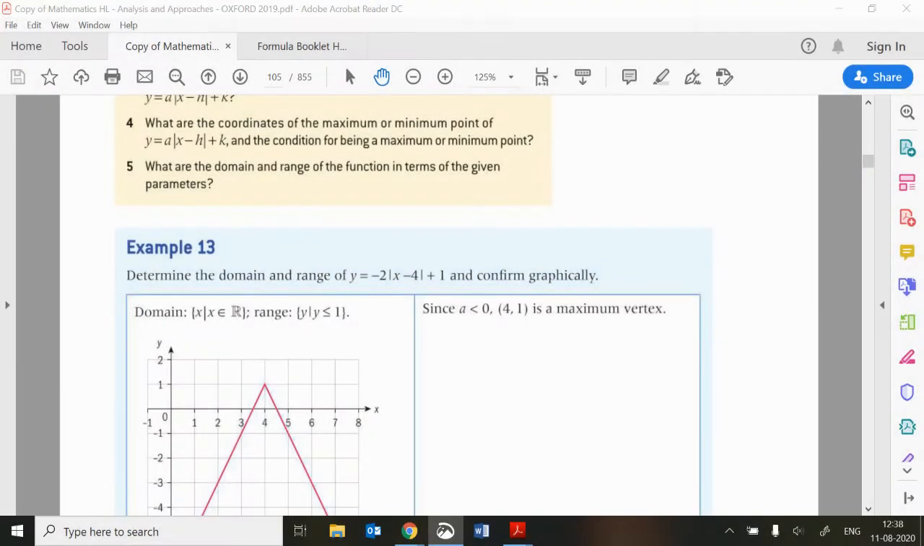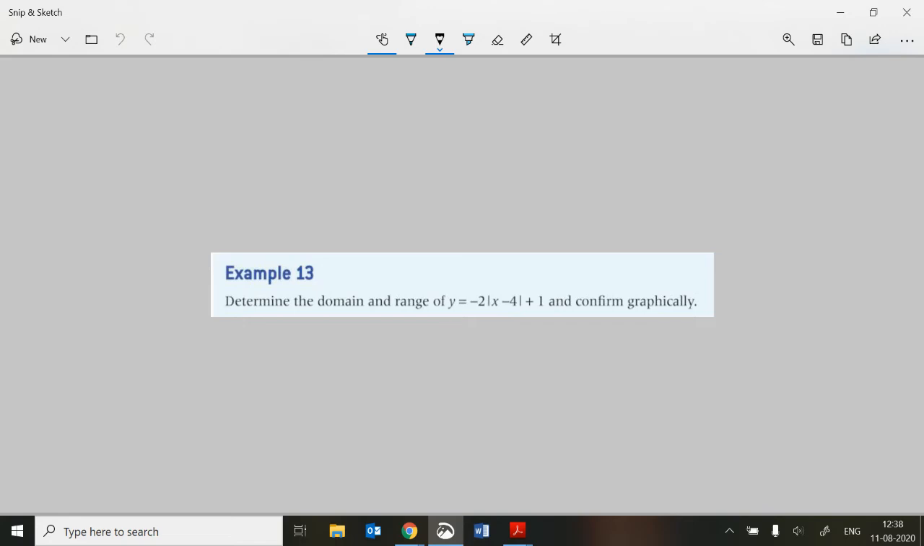Okay, so let's determine the domain and range of this and confirm graphically. Okay, so we're not actually needing to sketch it just at the moment, but we're talking about the domain and the range. So in terms of the domain, well, you can put any x value in you want here. It doesn't matter if you have negatives or positives, the absolute sign is going to fix that. So the domain is simply x belongs to the real numbers.